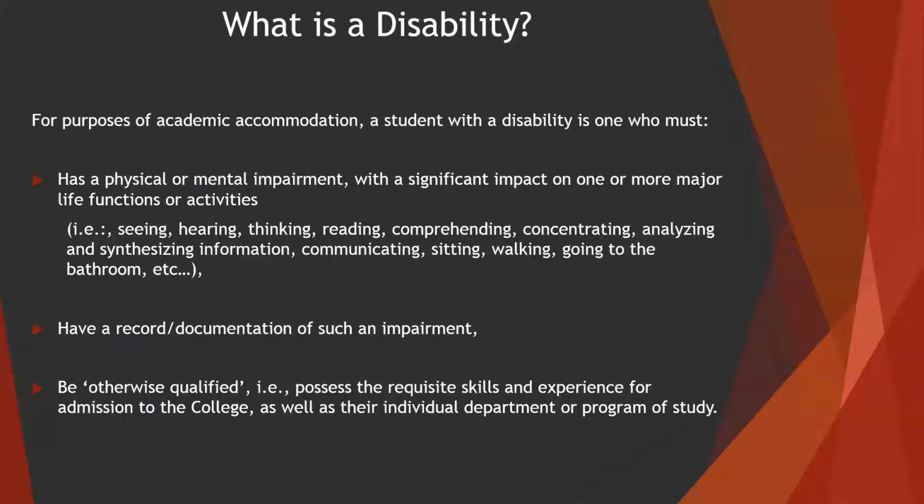They also need to have a record of having this disability and having this impairment. They need to have documentation from licensed medical professionals about this impairment. And they also, importantly, need to be otherwise qualified to be here. That means that with the exception of their disability, they have all of the other skills or tools necessary in order to be successful at the college level. So their admission standards are exactly the same as any other student who is admitted to the New School.